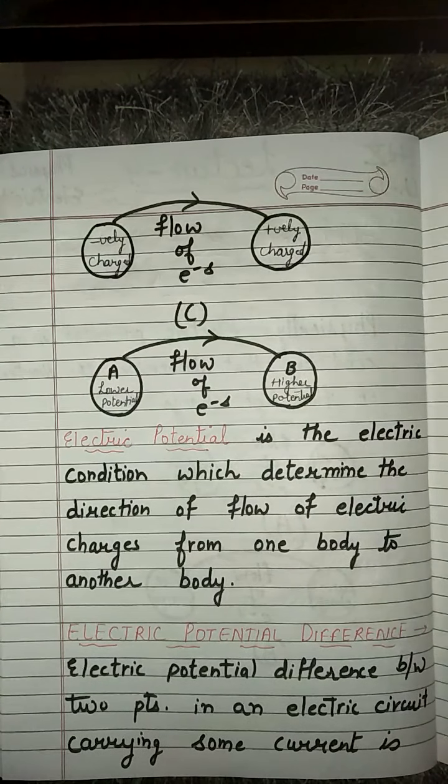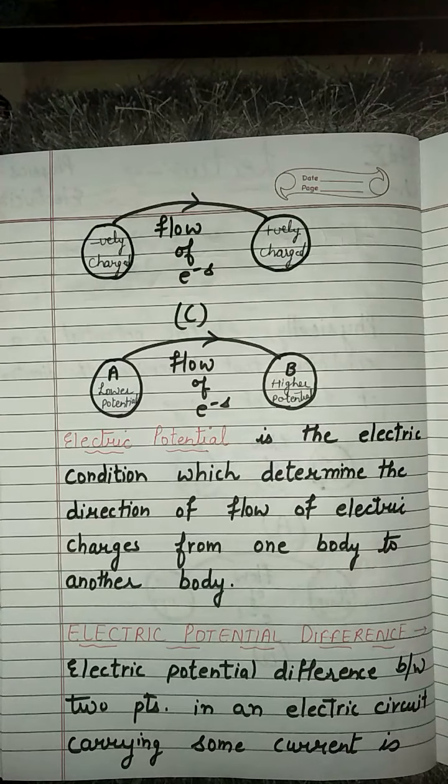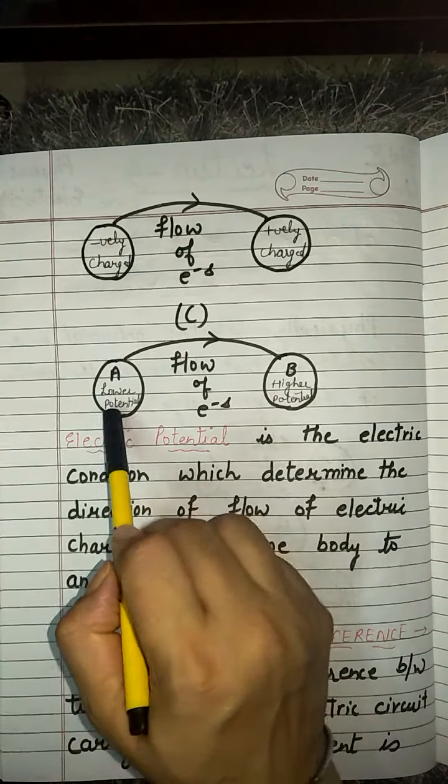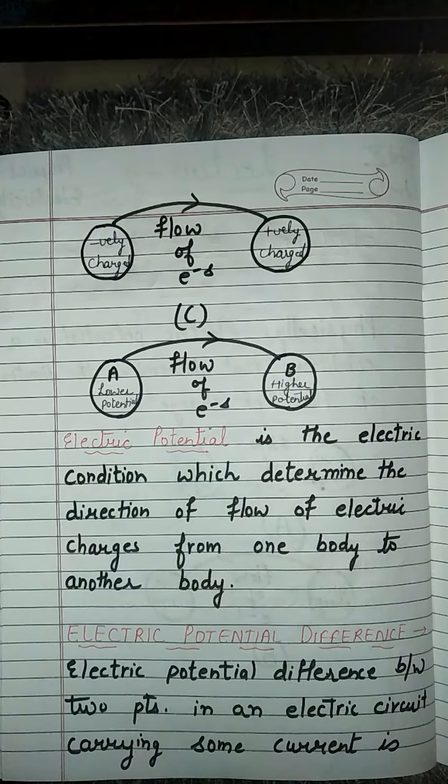So it means that electric potential is that condition which determines the direction of flow of charge from body A to body B, from one body to the other. Fine.